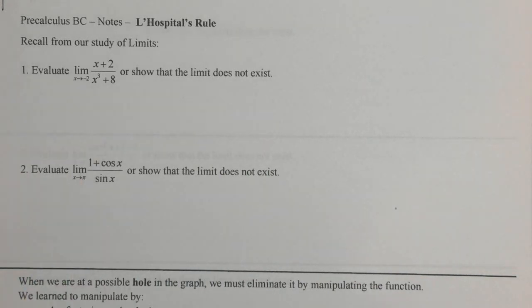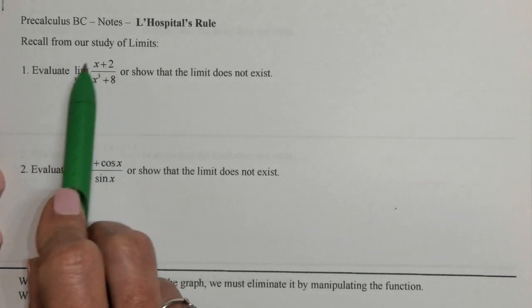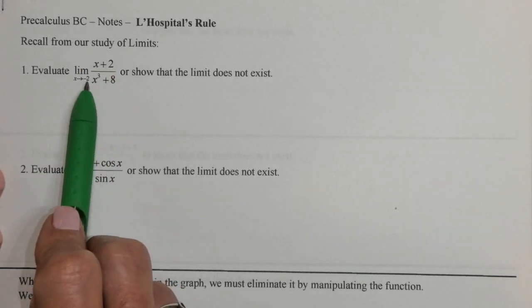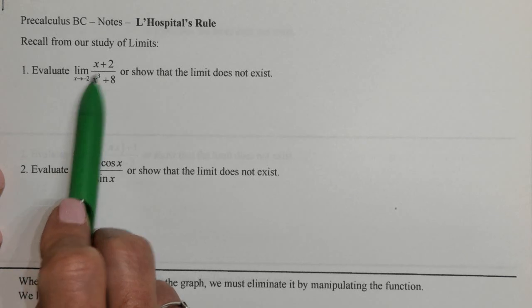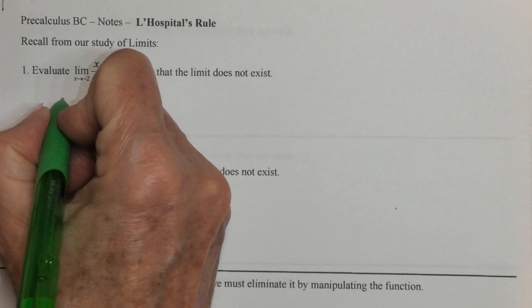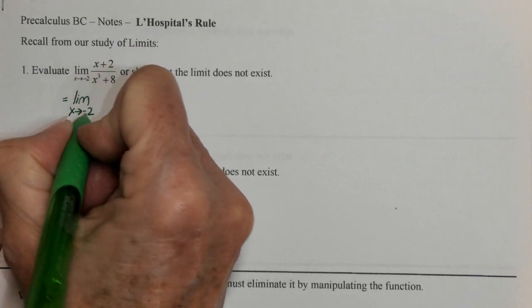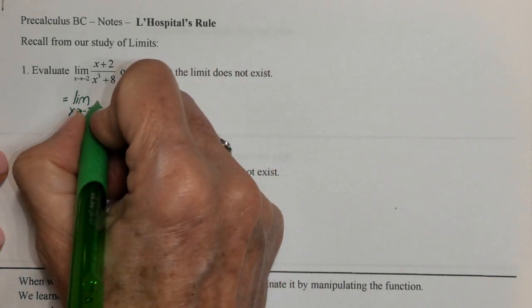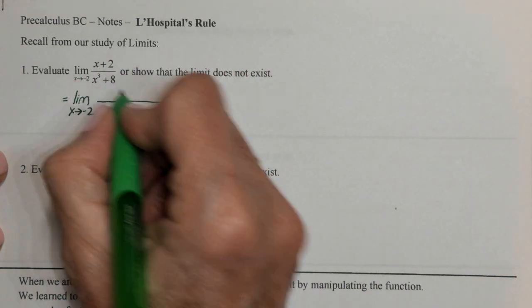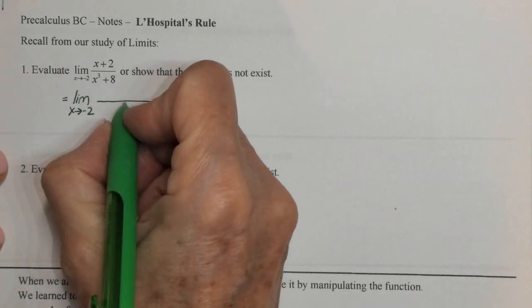So let's review from our study of limits. How would we evaluate this limit? Okay, if we just plug in -2, we get 0 on top, we get 0 on the bottom. So we look at this and we say, oh, I think I can factor, right? The denominator factors. When we get 0 over 0, my thought is that there's very likely a hole that we can get rid of, that we can eliminate.